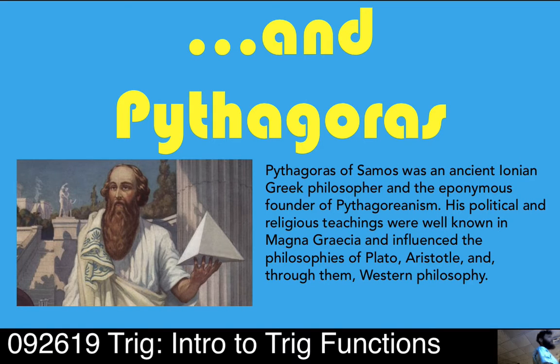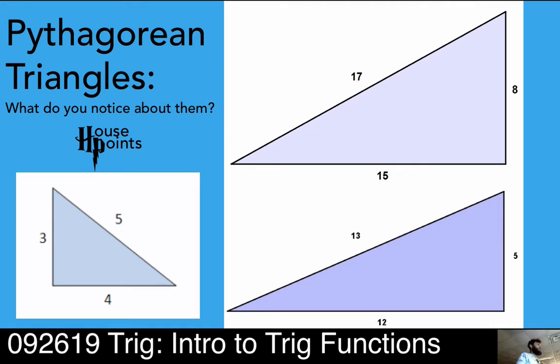Pythagoras of Samos was an ancient Ionian Greek philosopher and the eponymous founder of Pythagoreanism. His political and religious teachings were well known in Magna Graeca and influenced the philosophy of Plato, Aristotle, and through them the Western blah blah blah.